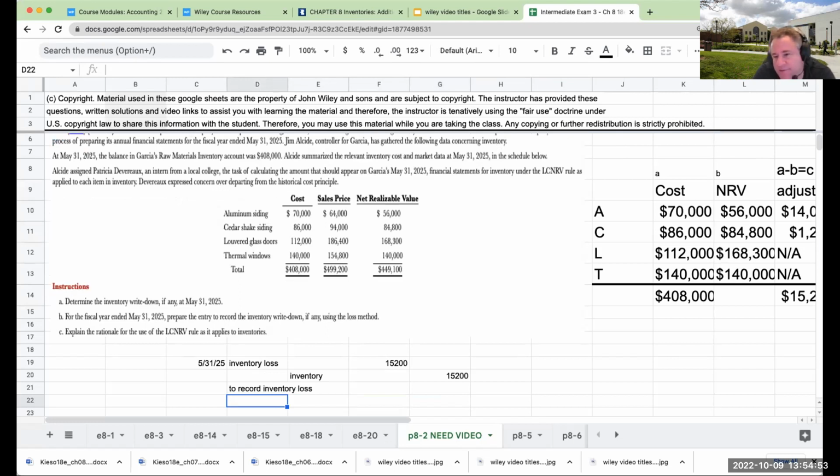Now, explain the rationale for the use of the lower of cost or net realizable value rules that apply to inventories. Let's give a quick example right here. Why do we want to use this? Well, what if in some kind of extremity this was only worth like $2,000? If you don't show this at the actual value of the inventory or what you expect to receive from it, you're going to be overstating inventory.